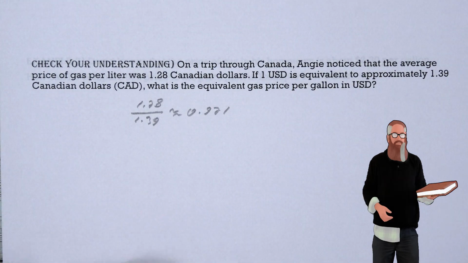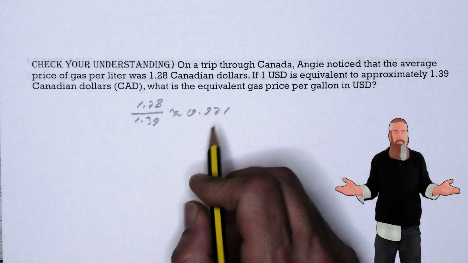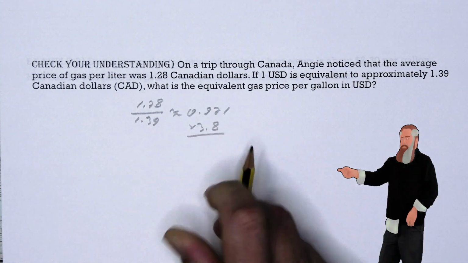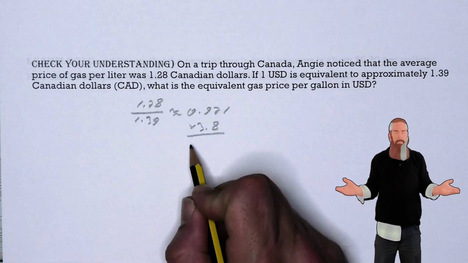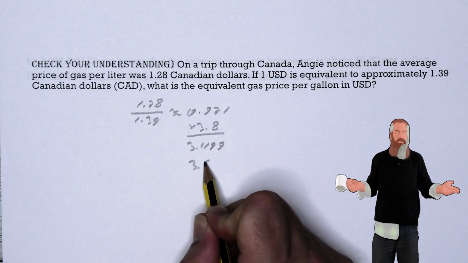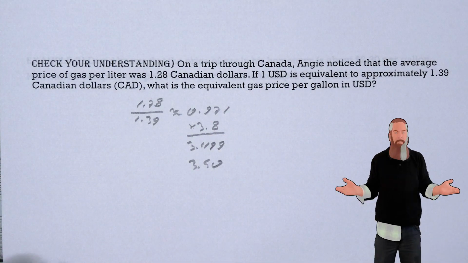0.921. So this is giving us a price as liters. So we're going to need to multiply this by 3.8 to turn it into gallons. This will give us 3.499 or $3.50 per gallon.